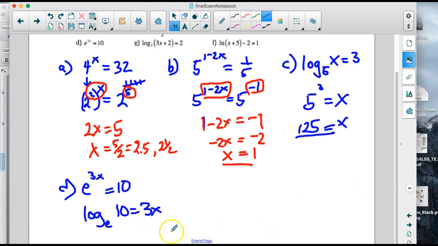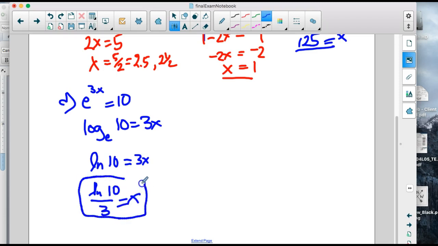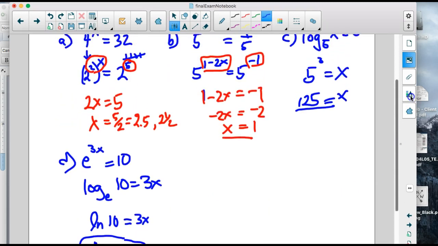All we need to do is divide by 3. And we need to rewrite log base e. Log base e is ln. It has a specific name. So it's ln of 10 equals 3x. The exact answer here is ln of 10 divided by 3. It's not a nice number like 125 or 1 or 2.5. So ln of 10 divided by 3 is the answer to D.